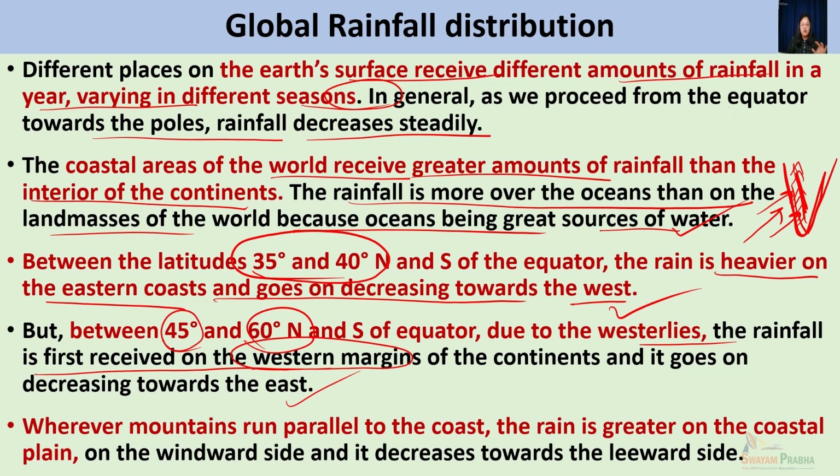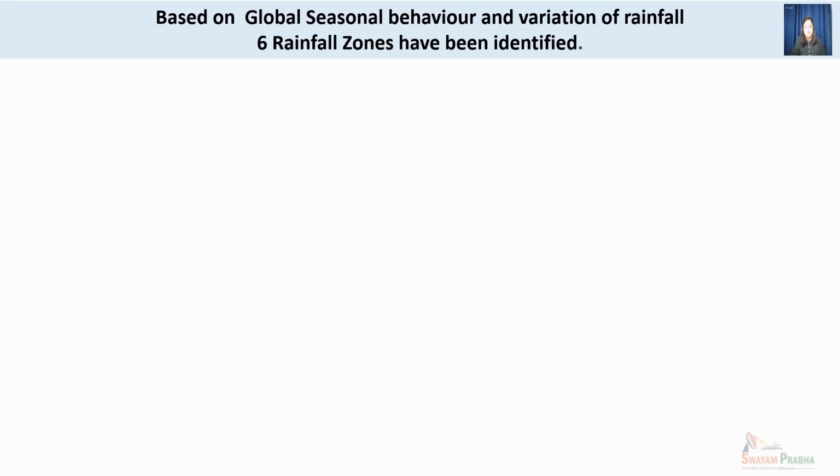So this is the global pattern of rainfall. So, based on the global seasonal behavior and variations of rainfall around the world, 6 rainfall zones have been identified globally.